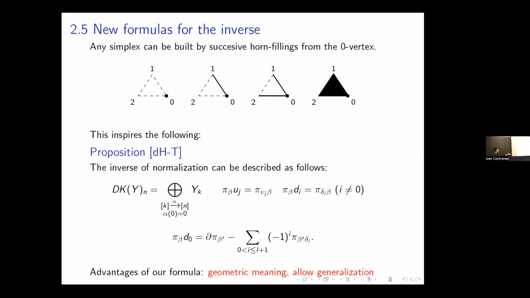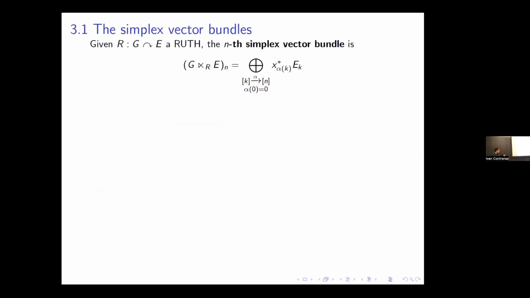And some advantages of our formula is that they have a geometric meaning and they allow a generalization. So I think I have 1 minute only. So let me give you, starting with representation up to homotopy, we build something very similar to our formula of Dolcan, but now it has pullback vector bundles. And I will tell you very quickly for the case of 2, how is this sum?